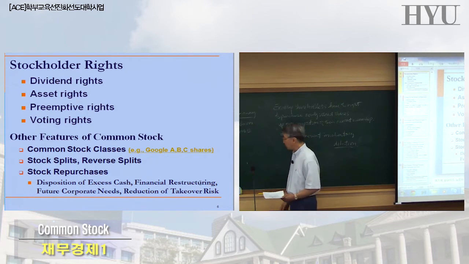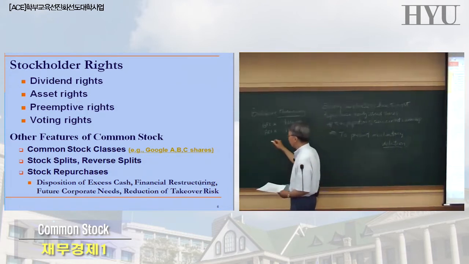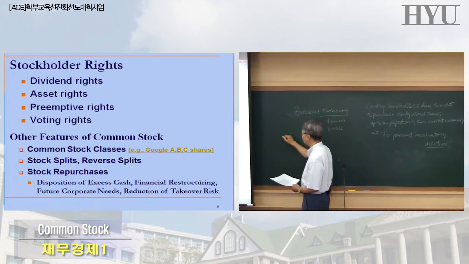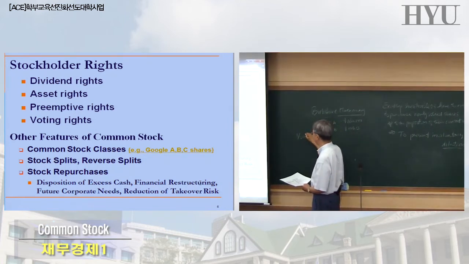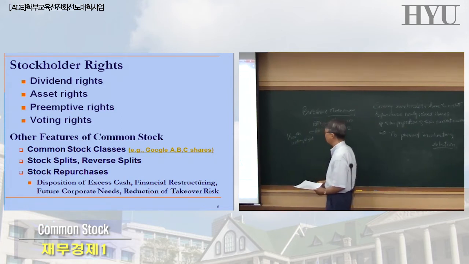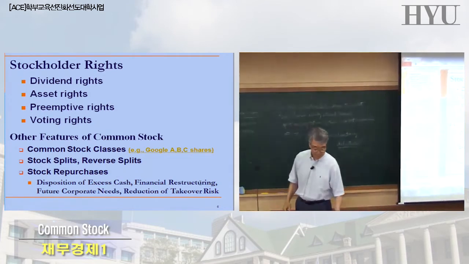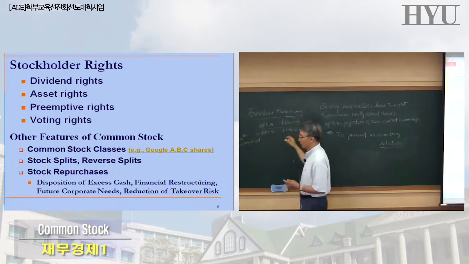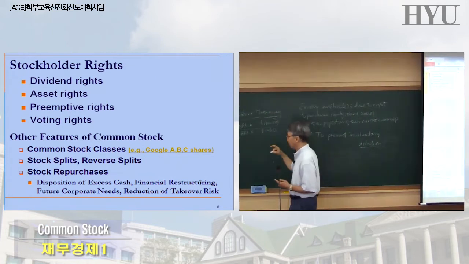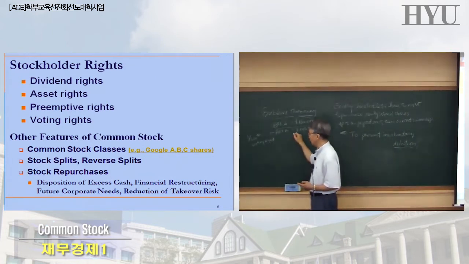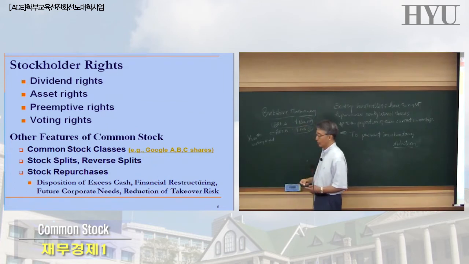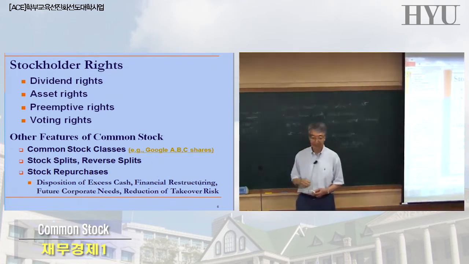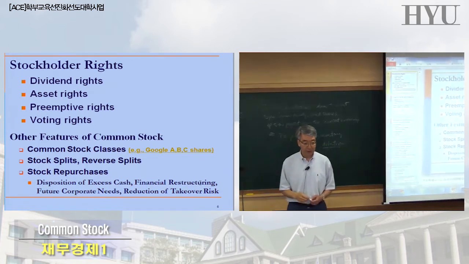And the difference is B shares have 1 in 200 of the voting power. So if the A share owner has 1 vote per share, then in order to have 1 vote, you have to have 200 shares of B shares. So why do companies do this?